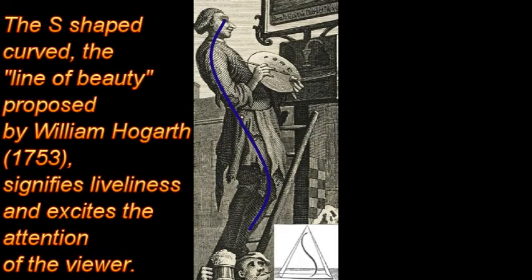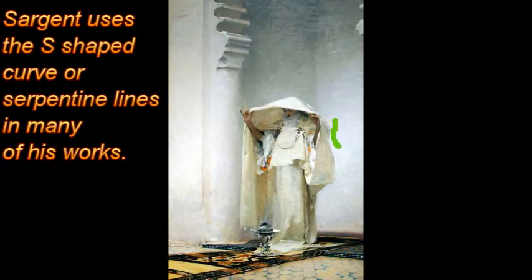The S-shaped curve, the line of beauty, proposed by William Hogarth, signifies liveliness and excites the attention of the viewer. Sargent uses the S-shaped curve or serpentine lines in many of his works.